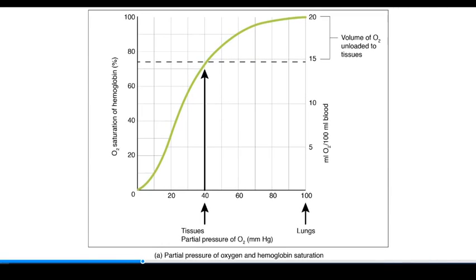This figure is an oxygen saturation curve for hemoglobin, and we see the curve is at a rather flat level between the partial pressures of oxygen in the tissues at 40 millimeters of mercury and in the lungs at 100 millimeters of mercury. And those are the values that I showed in the earlier picture for those locations in circulation.